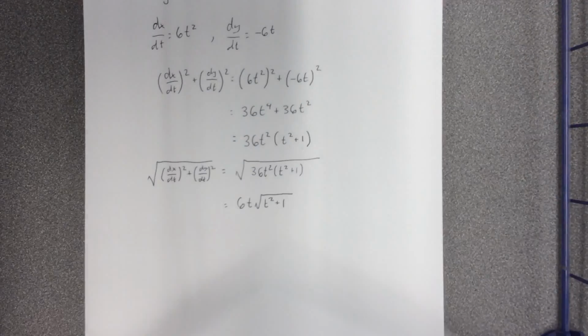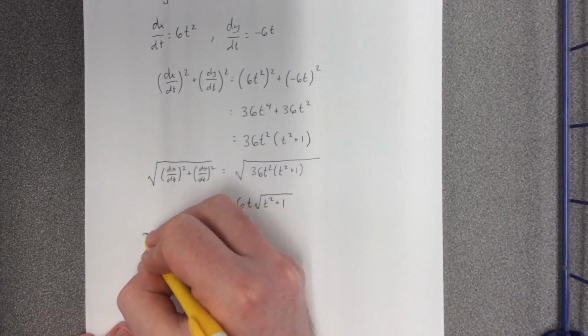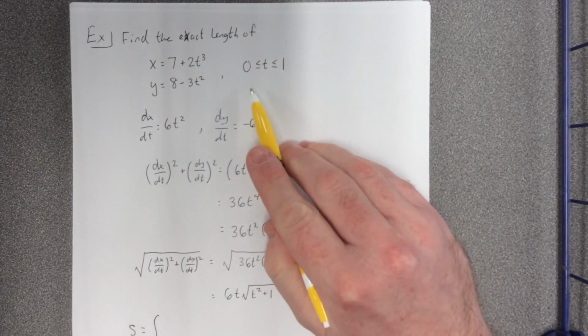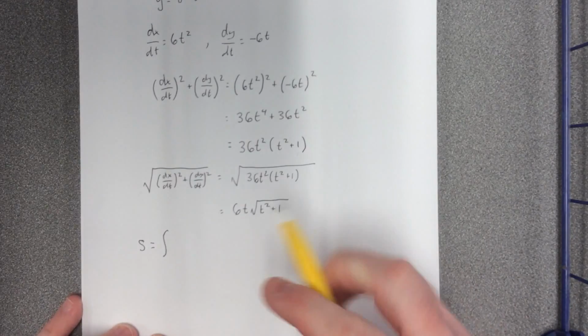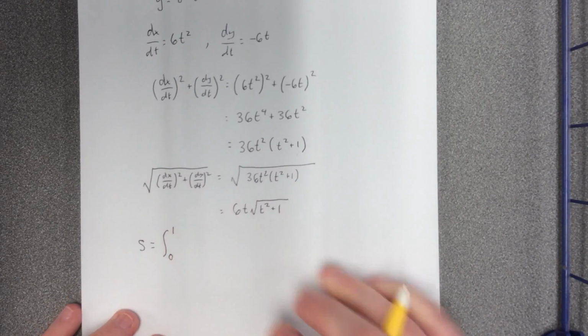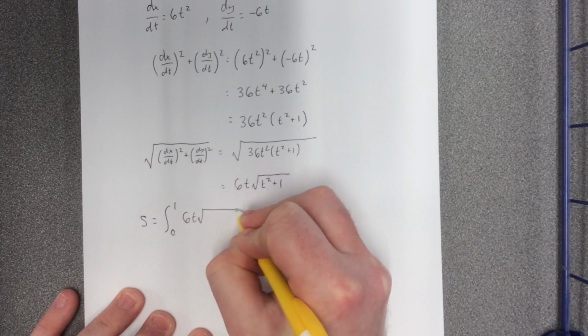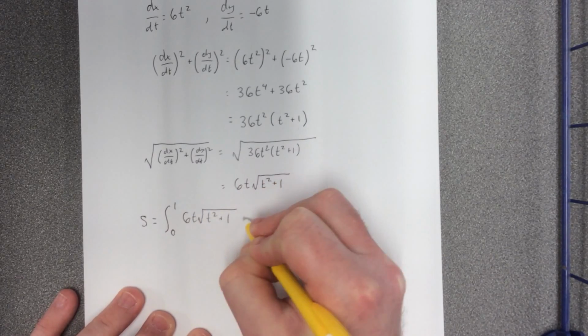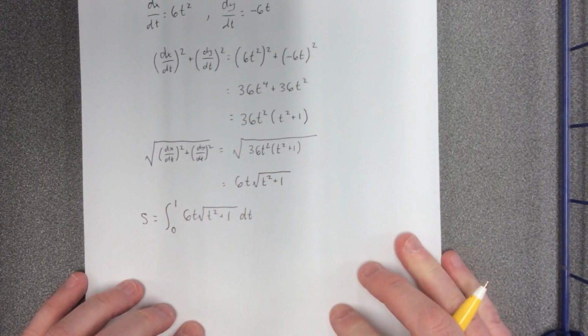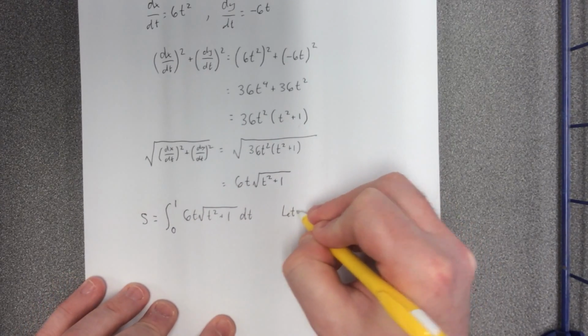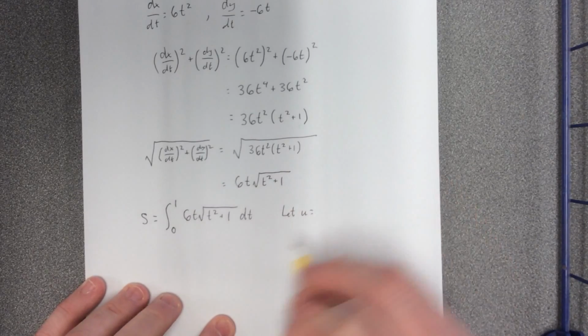So using the formula from the previous page, as a quick reminder of what that was, this formula right here, we are going to say that the exact arc length is going to be equal to the definite integral from 0 to 1 of this expression, 6t times the square root of t squared plus 1 dt. It is possible to evaluate this through the use of trigonometric substitution, but u substitution will likely look nicer.